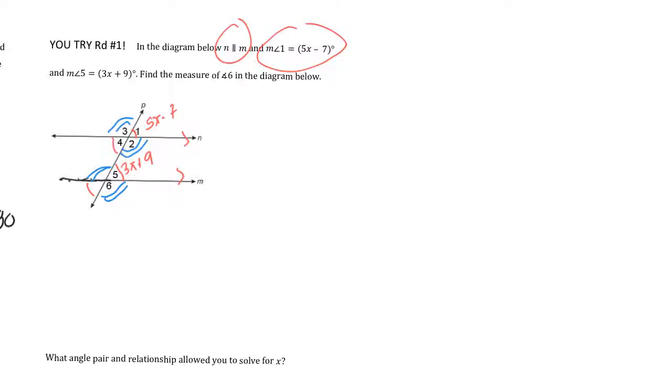So what do you notice about 1 and 5? Well, they're corresponding. Let me do that in the other color. They're corresponding angles. And we know corresponding angles are congruent or equal. So I could just set 5x minus 7 equal to 3x plus 9 to solve this problem. And then we just got to solve using inverse operations.